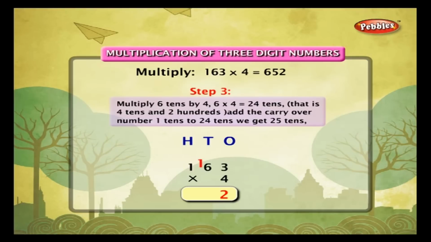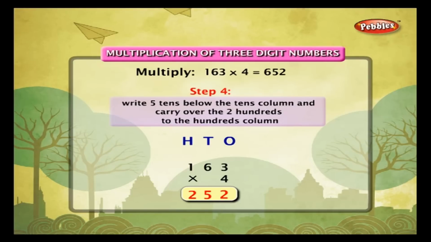Multiply 6 tens by 4. 6 into 4 is equal to 24 tens. That is 4 tens and 2 hundreds. Add the carryover number 1 tens to 24 tens. We get 25 tens. Write 5 tens below the tens column and carry over the 2 hundreds to the hundreds column.